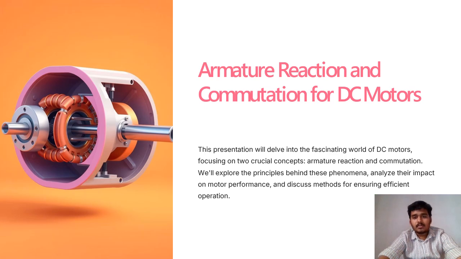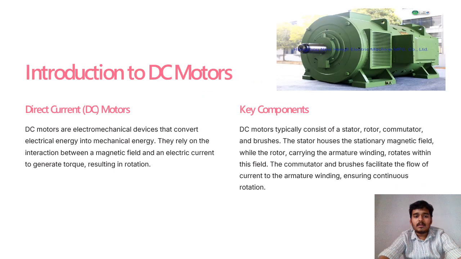So we will also see the different types of armature reactions and the commutation process of DC motors. In further slides, let us know what armature reaction and the commutation process in the DC motor are. First of all, let us know about armature reaction. What is armature reaction? Armature reaction is the effect of armature flux on the main field flux in a DC motor.